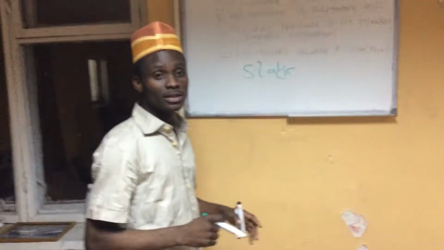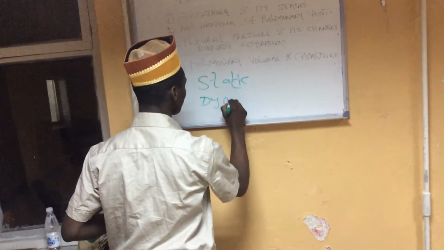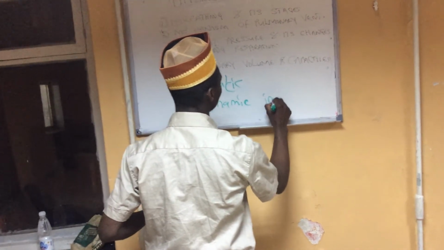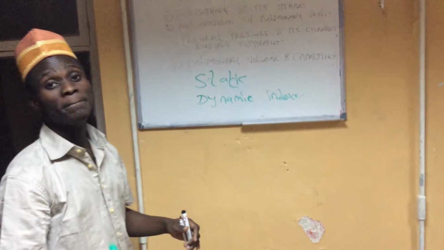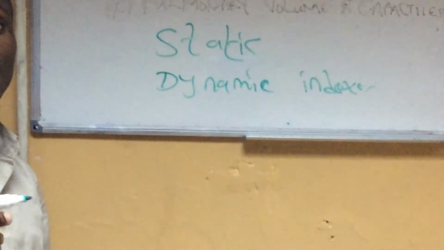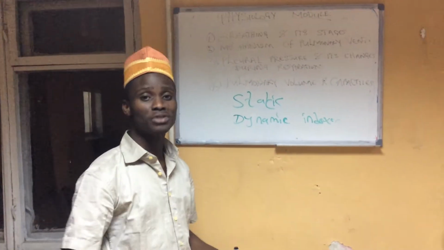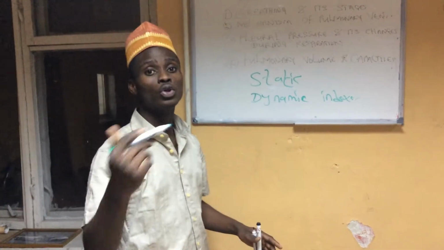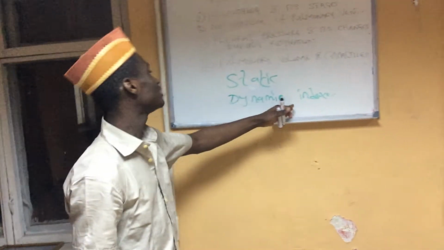Dynamic indexes. Of course, here you have the minute volume, alveolar ventilation, maximum voluntary inspiration, forced inspiration, and the whole lot of them. There are quite a lot of them. That is where you have all these indexes.